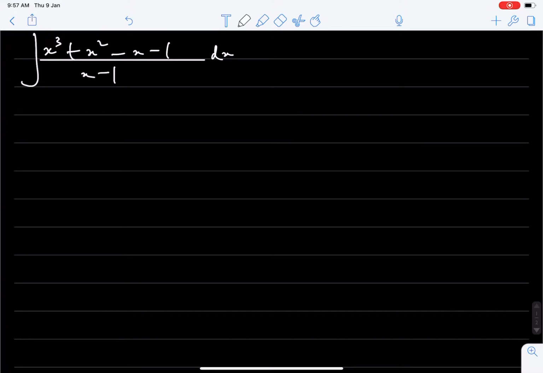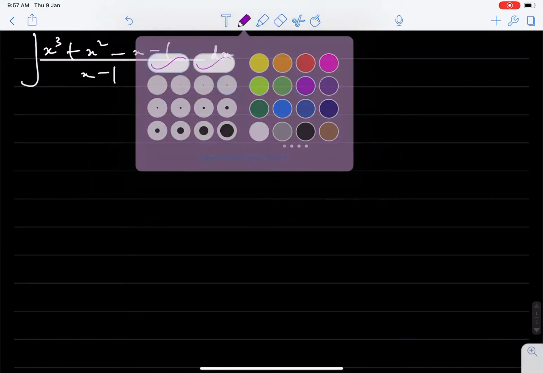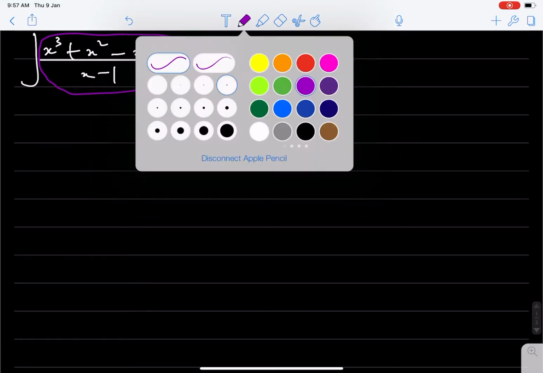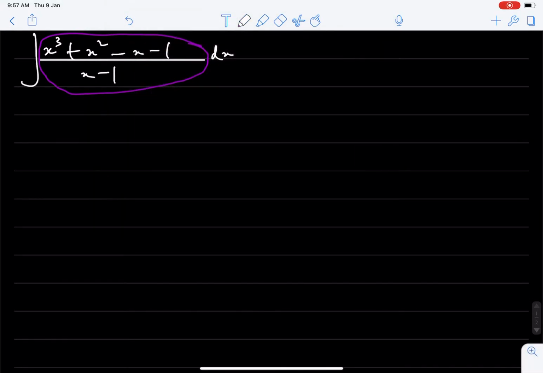We can see that this fraction is an improper fraction. So the first thing to do is to divide the numerator by the denominator. We remember how to divide polynomials, so let's go to that. x cubed plus x squared minus x minus 1 divided by x minus 1.